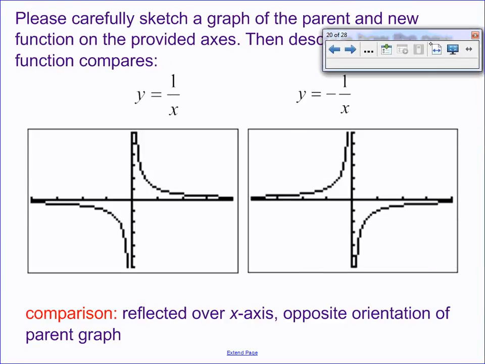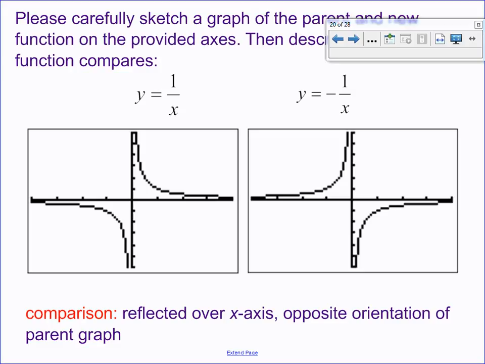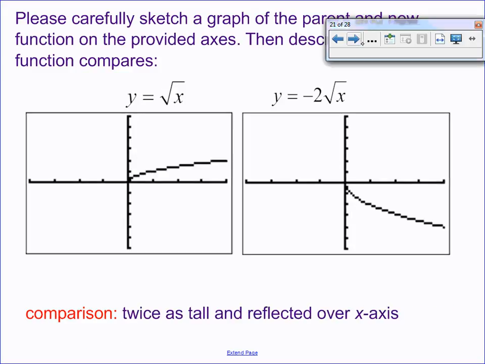1 over x, opposite of 1 over x, we just flip the orientation top to bottom. Opposite orientation, that's reflected over the x-axis. Same key points, right? A rigid transformation, reflection across the x-axis. The square root of x, the negative makes it upside down, or reflection over the x-axis. The 2 makes it twice as tall. So twice as tall y coordinates. Twice as tall for the y coordinates, and then the negative makes it a reflection across the x-axis.